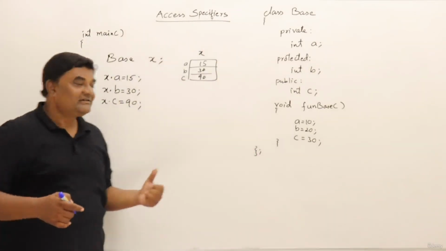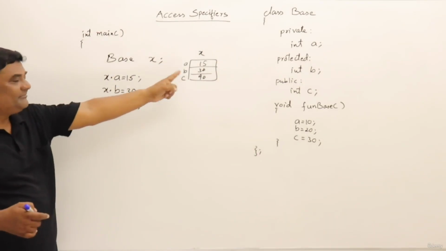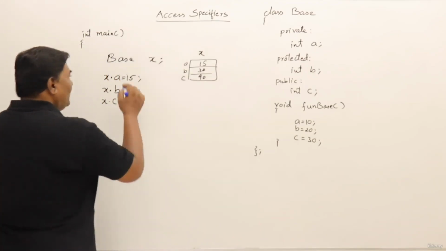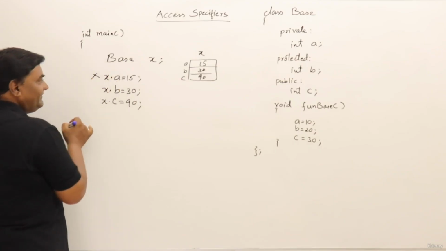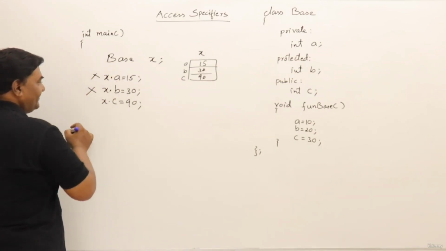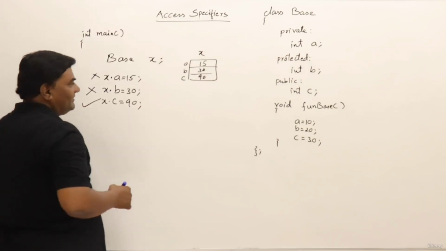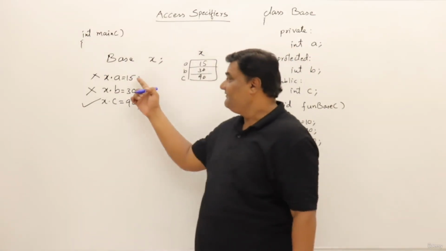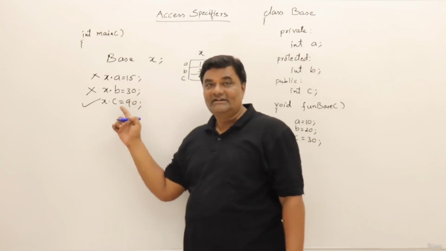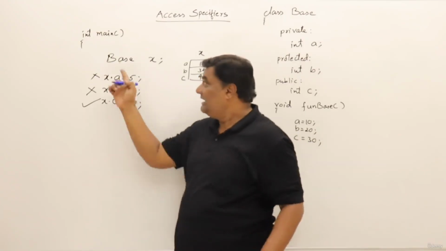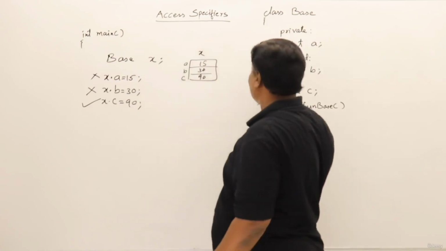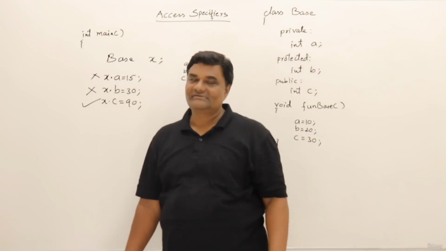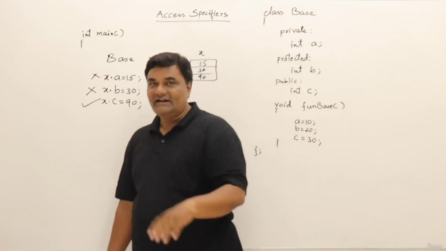So when I am creating an object, can I access all these members? I am getting all of them, but can I access all of them? No. Upon an object you cannot access the private member, you cannot access the protected member, but you can access the public member. You cannot access private and protected, but you can access only public members. That's it. So upon an object I have shown you.